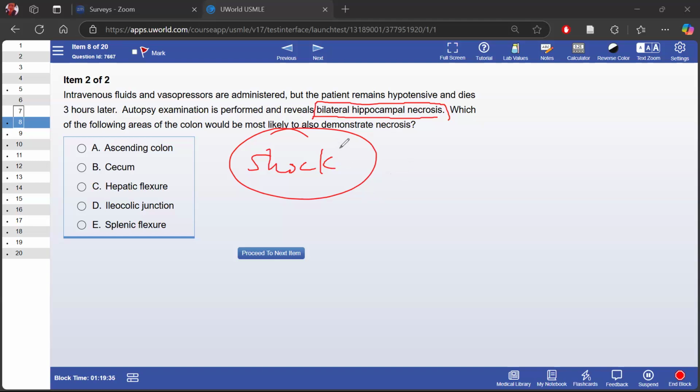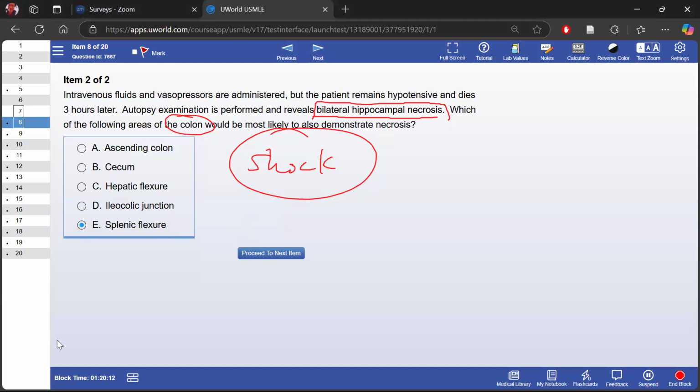So the question is asking us, what other watershed area do we have in the colon? And that is going to be the splenic flexure. So the splenic flexure is a watershed area in the colon located between the SMA and the IMA, between the superior mesenteric artery and the inferior mesenteric artery branches, at the terminal ends of those vessels. So if there's a diffuse hypotension, that area will be most susceptible to ischemic necrosis in the colon.